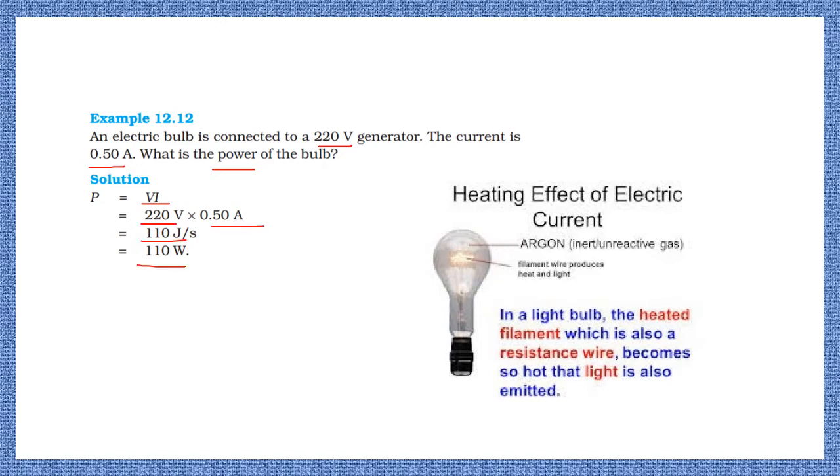Okay. Here this is the picture. Heating effect of electric current. In a light bulb, the heated filament, which is also a resistive wire, becomes so hot that light is also emitted.